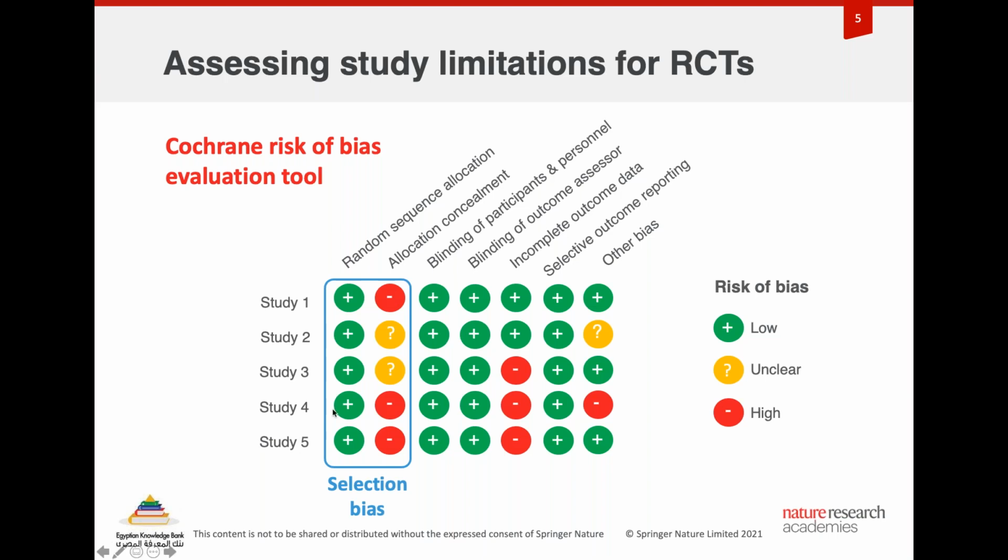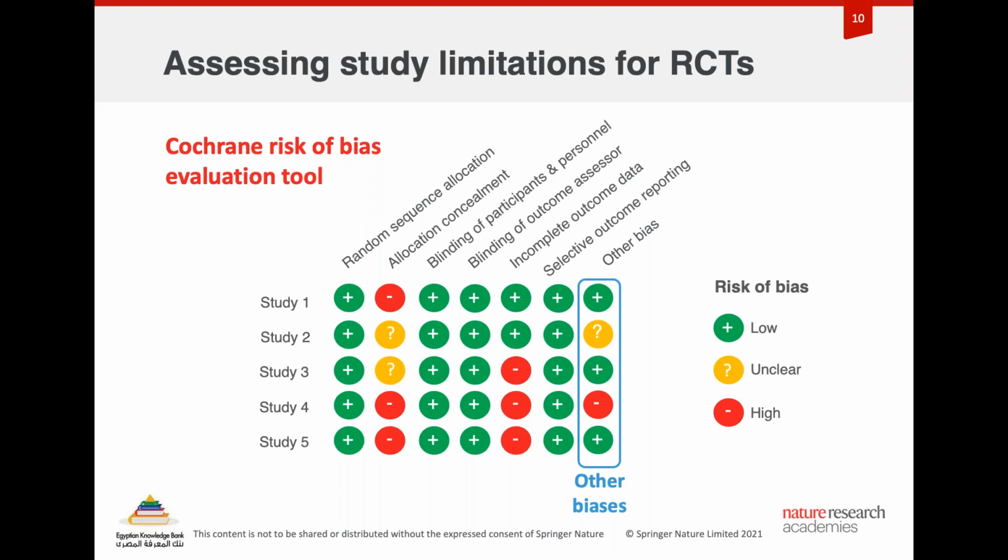So, for example, there are items related to selection bias, items related to performance bias, an item related to detection bias, one for attrition bias, one for reporting bias, and finally, any other biases that you felt those studies may have had. We're going to go through each of these and give you some examples of high, low, or unclear risk of bias for all of these different parameters in a moment.